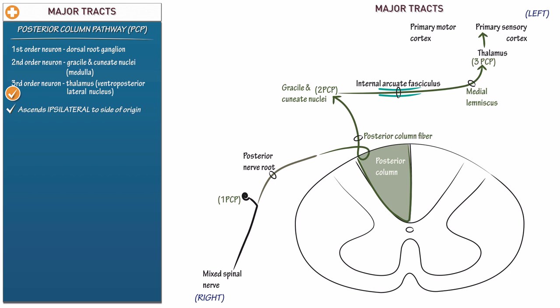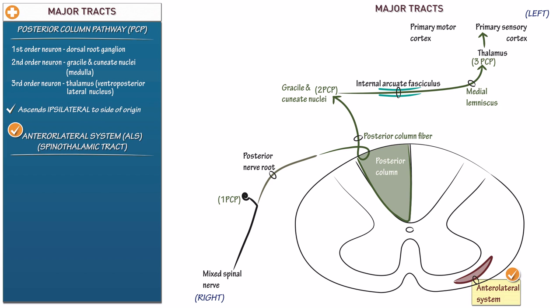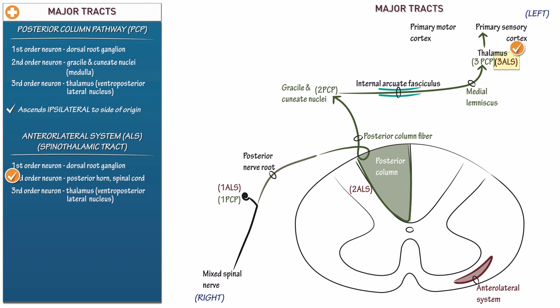Now let's draw the anterolateral system pathway. Shade the anterolateral system in the anterior funiculus of the spinal cord. Indicate that its first order neuron lies within the dorsal root ganglion. Its second order neuron lies within the dorsal horn of the spinal cord, and its third order neuron lies within the contralateral thalamus in the ventroposterior lateral nucleus.